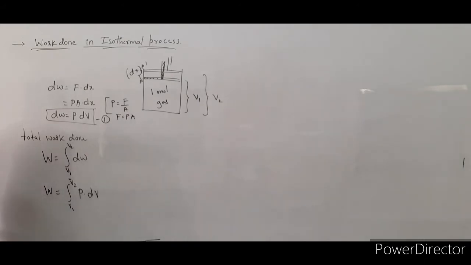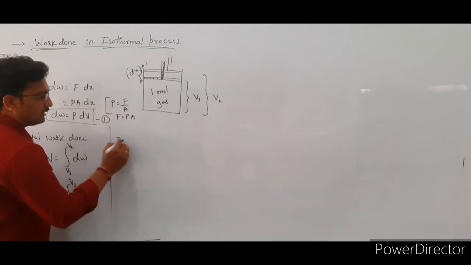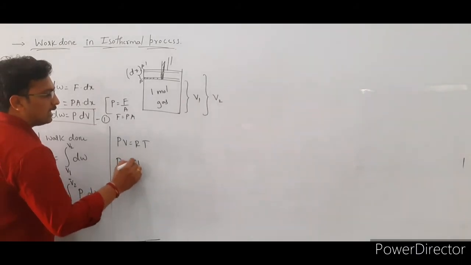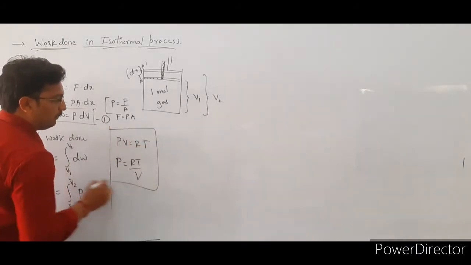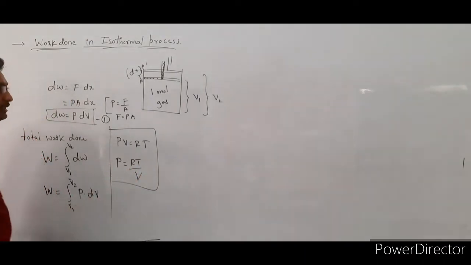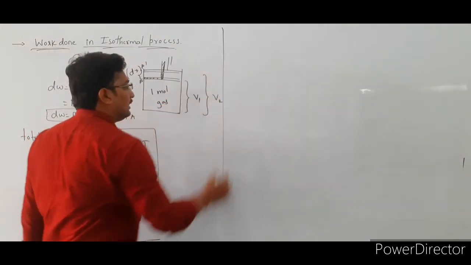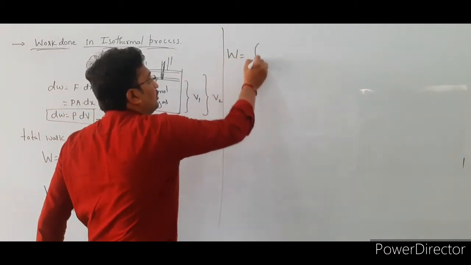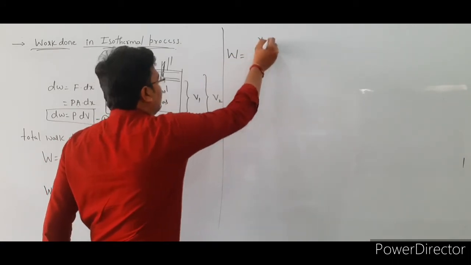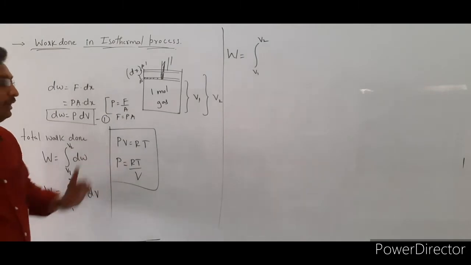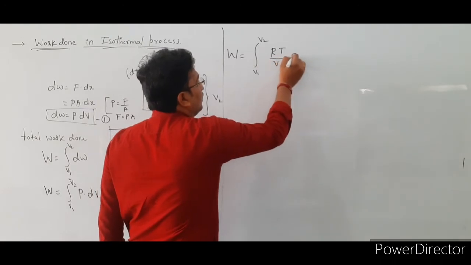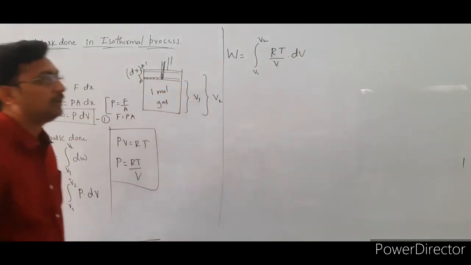Okay. Already we know the ideal gas equation for 1 mole of a gas, that is PV is equal to RT. From this relation, what is the P value? That is RT divided by V. Substitute this P value in this relation. Then work done is equal to the integration from V1 to V2. What is the P value here? P value is RT by V into dV.